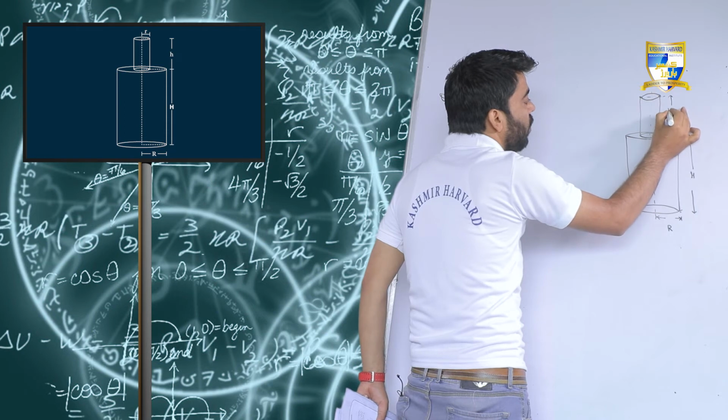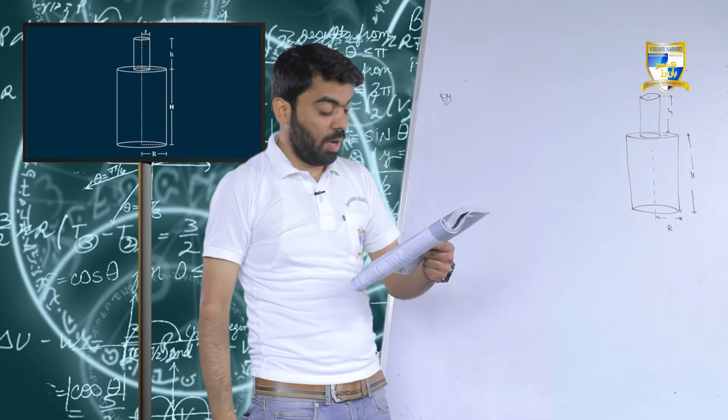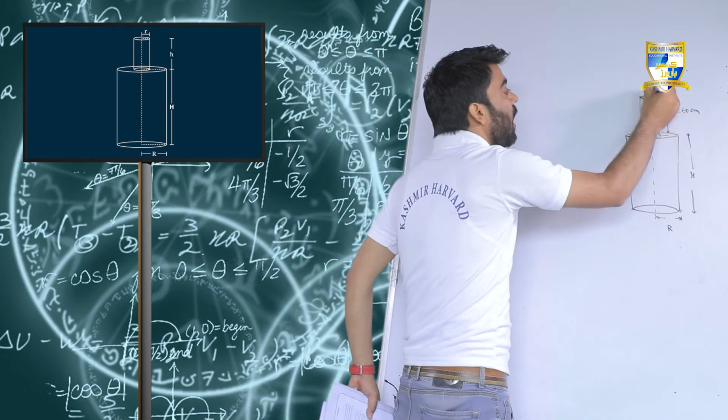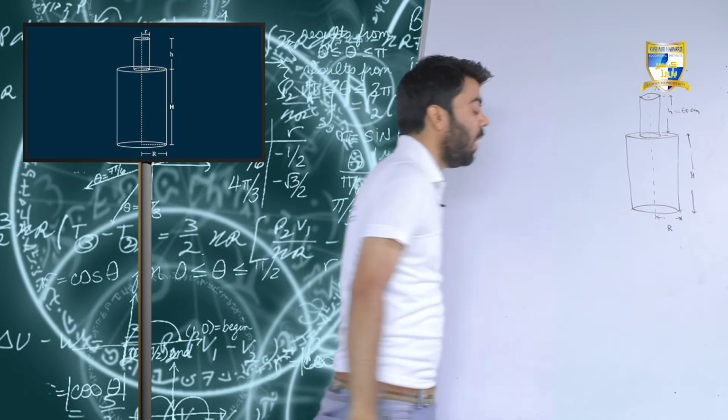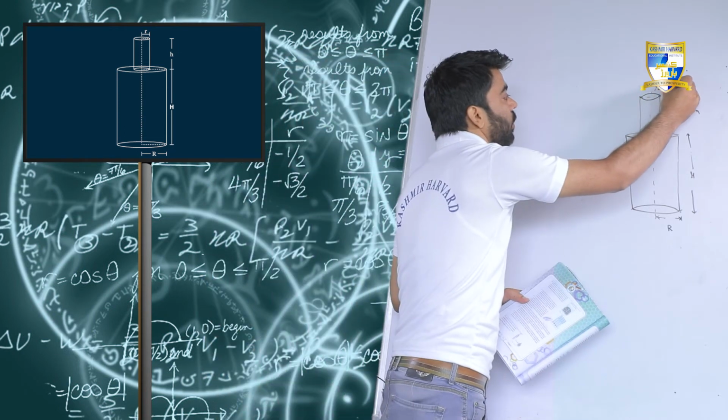A height I will denote with small h. The height is equal to what? 60 centimeter. And let it be small r, and small r is given. Small r is 8 centimeter.